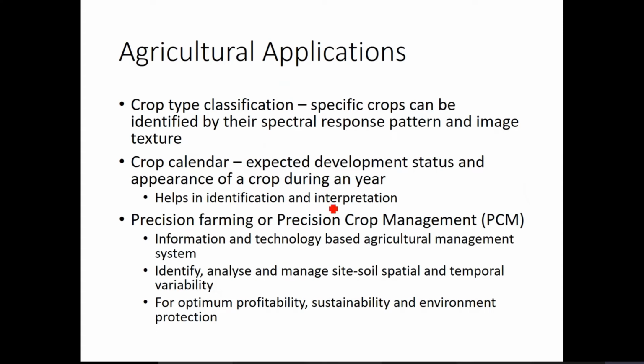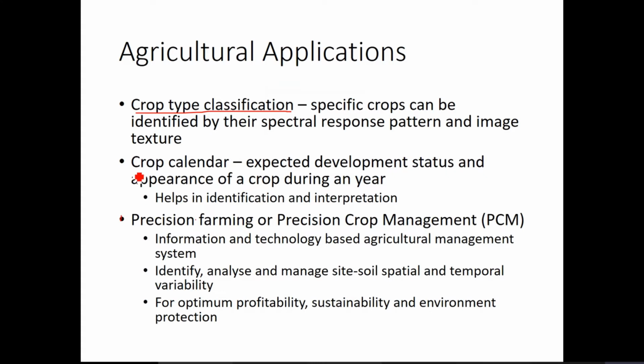Next, coming to agricultural applications, as I mentioned, you can use it for crop type classification. Specific crops can be identified by their spectral response pattern and image texture. So you will be able to identify what type of crops are available at a particular site by looking at a satellite image.